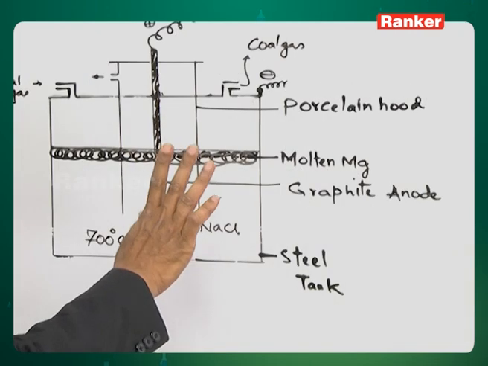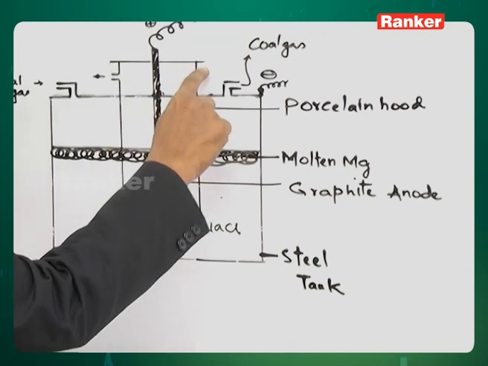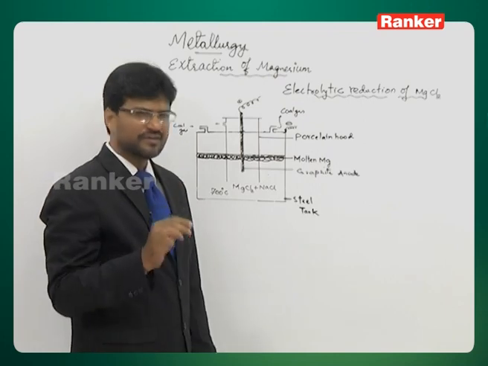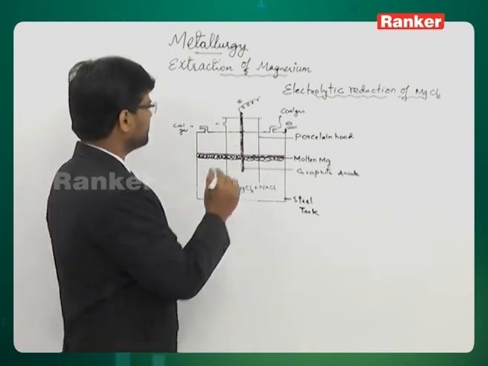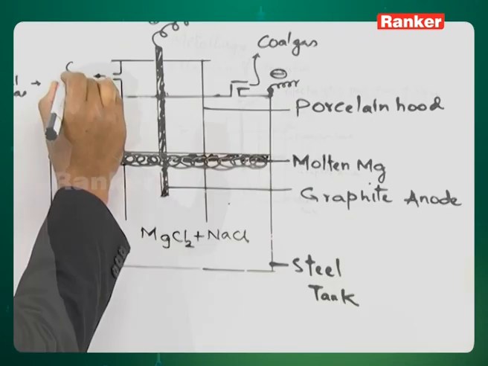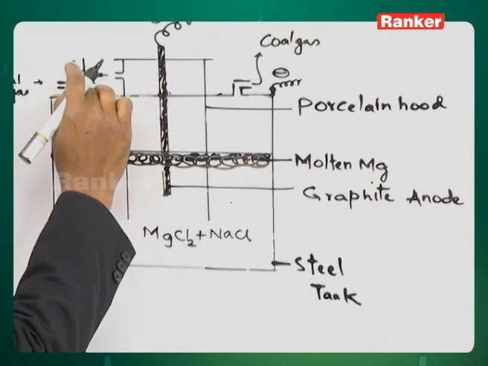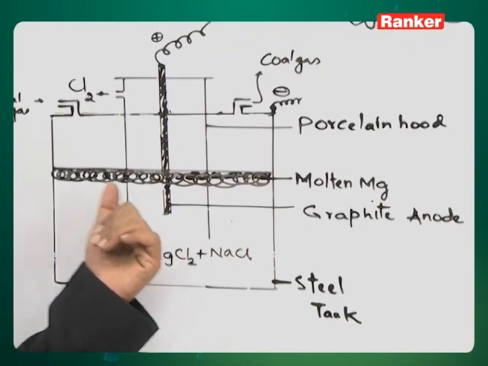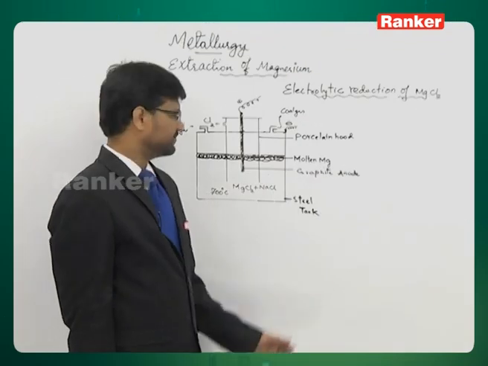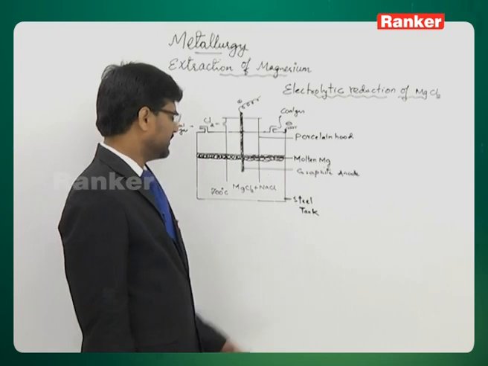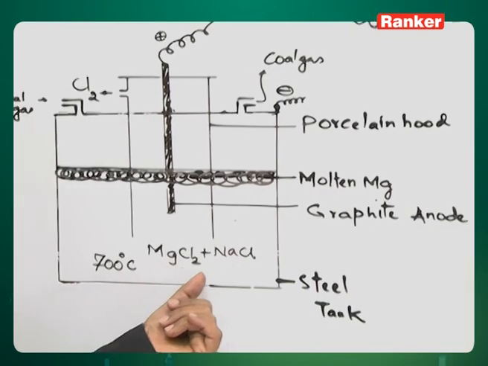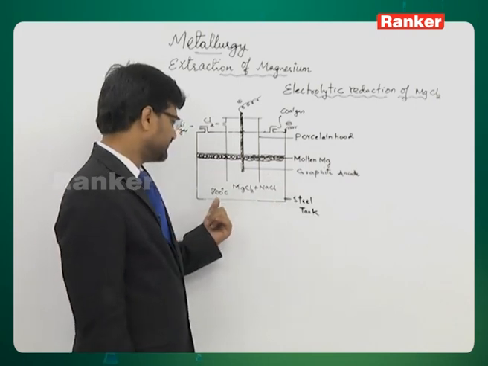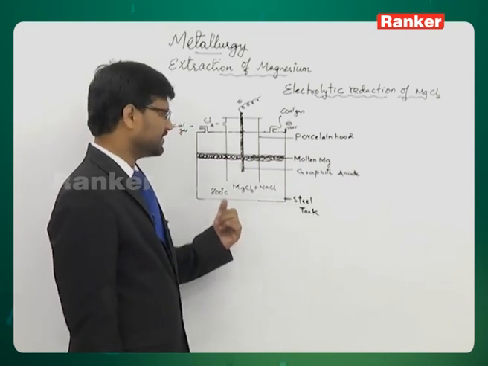A graphite rod acts as anode, as I told you. Anode is enclosed in a porcelain hood, because the gas which is going to form at anode is chlorine, and you have an outlet to flush out chlorine as soon as it is formed. It will not get a chance to combine with magnesium because of the porcelain hood. Electrolyte consists of molten magnesium chloride along with some sodium chloride, which increases conduction, and the temperature maintained here is 700 degrees Celsius.